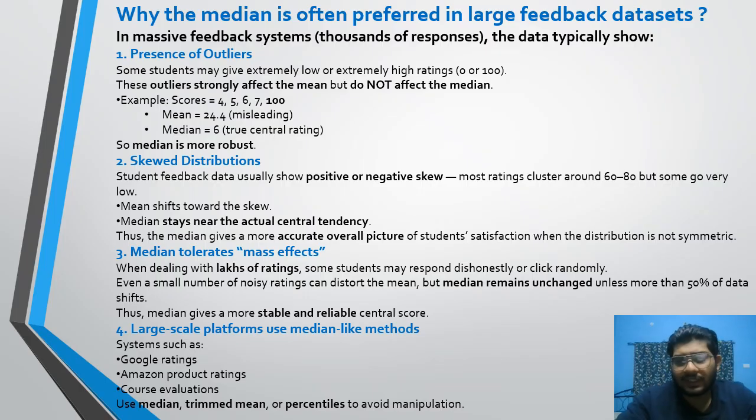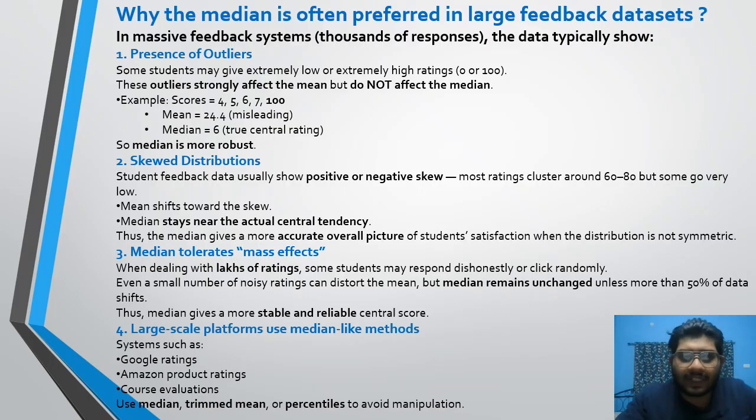So this just says that some people might rate or do the marking very high, some very low, and it affects the mean, but it doesn't affect the median. So median is way more accurate in those cases.